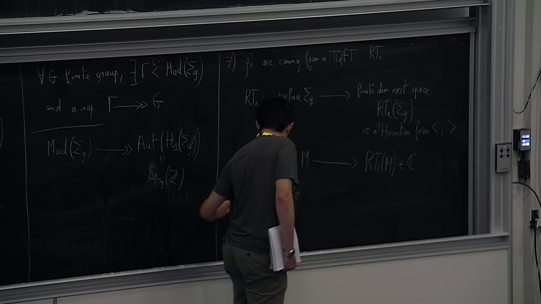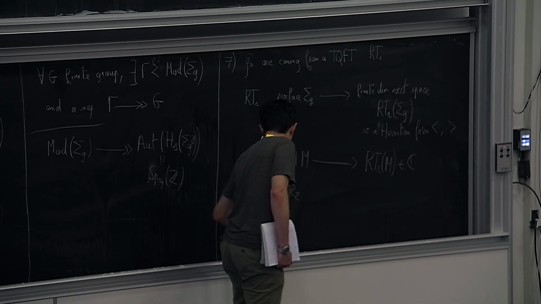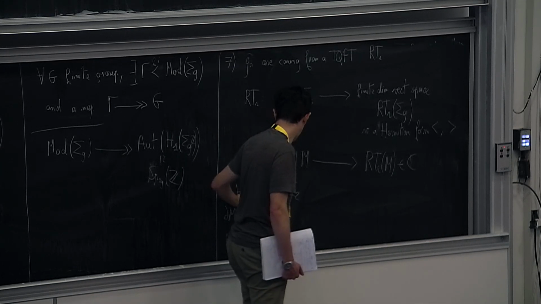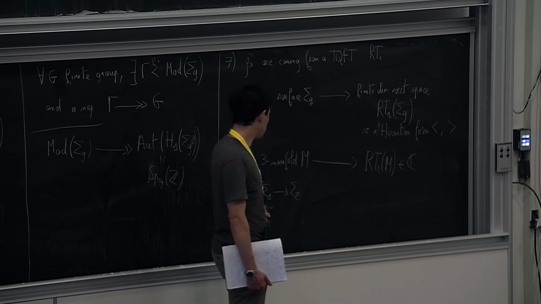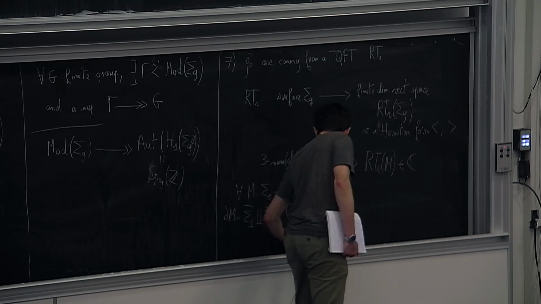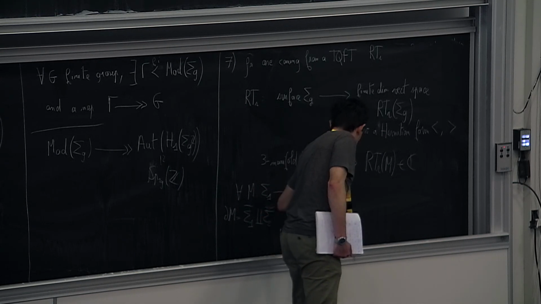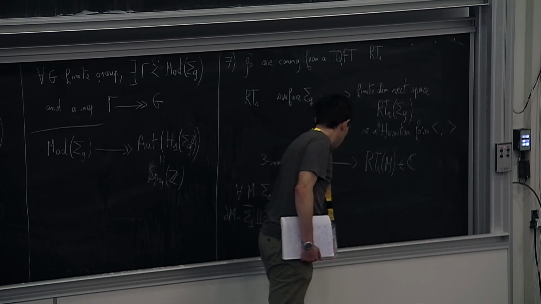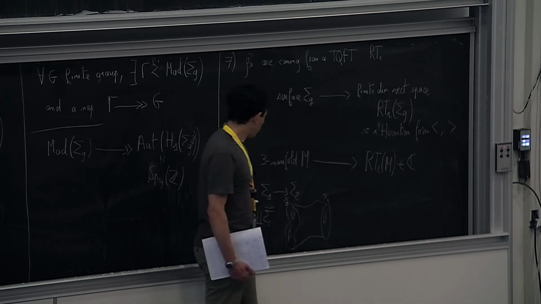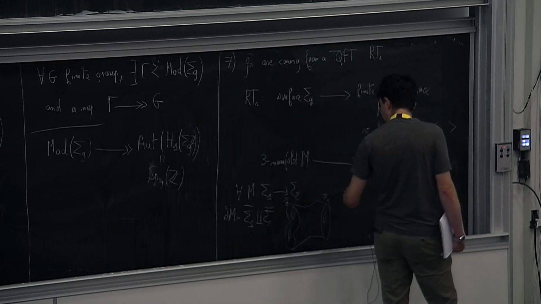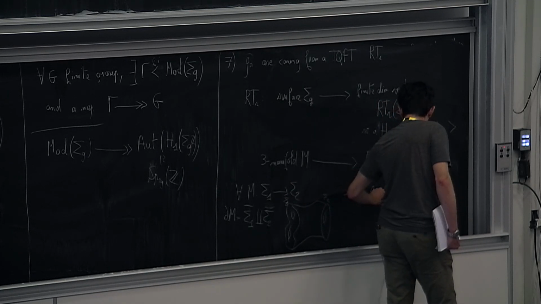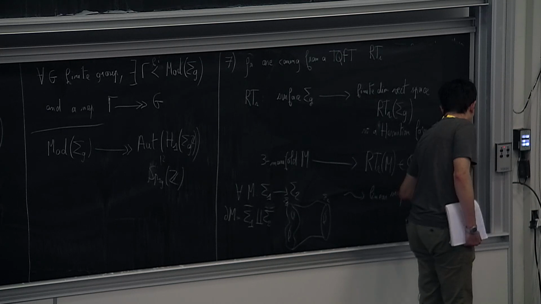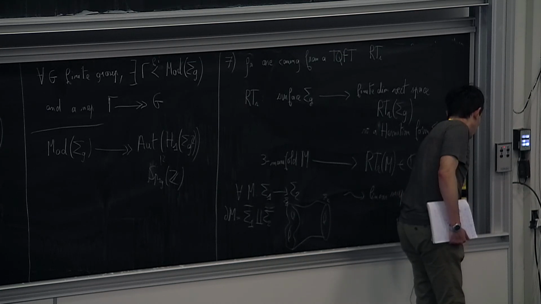So what does this mean? This means that the boundary of M is the union of two things: a copy of sigma 1 with opposite orientation and a copy of sigma 2. You can think of it as looking like this, like you have an incoming boundary and an outgoing boundary. This would be sigma 1 and sigma 2. Whenever I have such a cobordism, I get a linear map, RTR of M, which goes from RTR of sigma 1 to RTR of sigma 2.